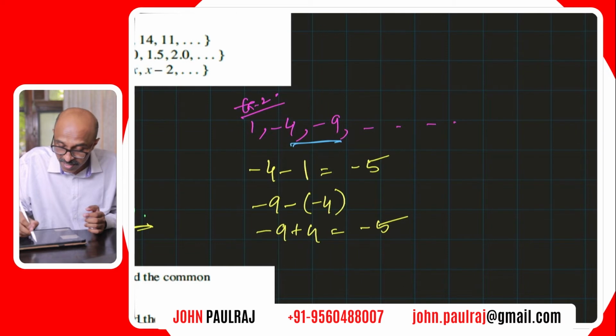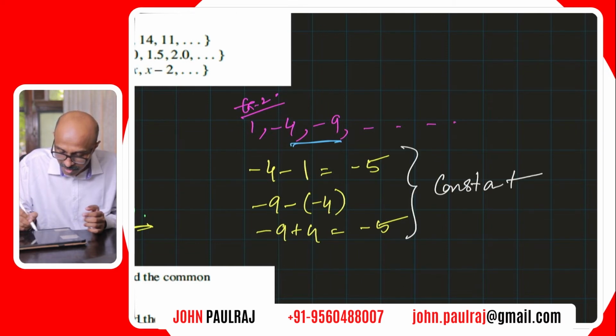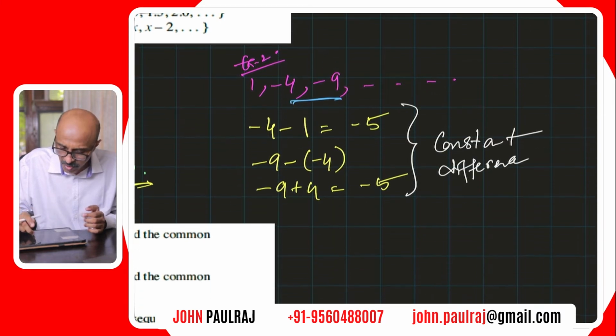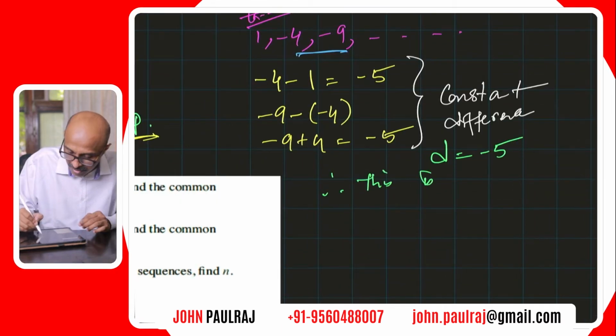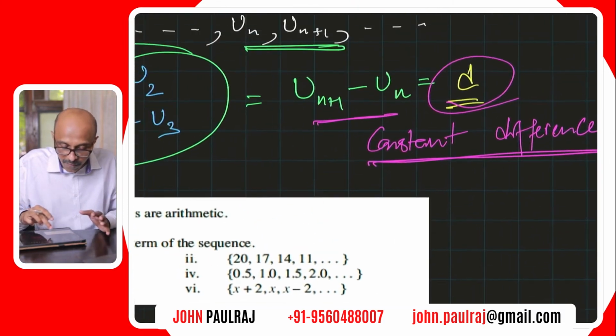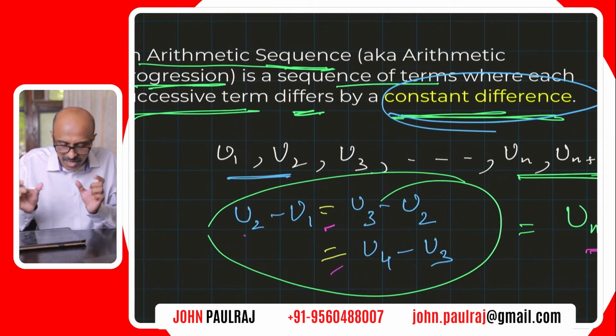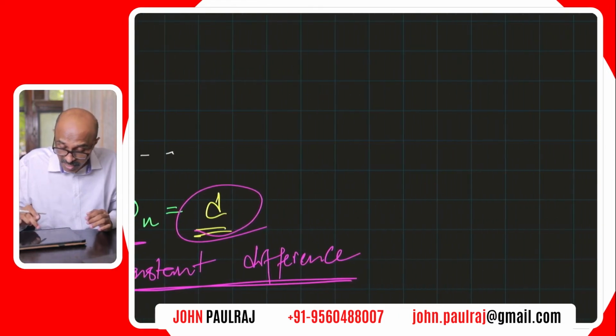So as you can see, that difference is a constant difference, which is our D. Our D happens to be -5, and therefore this is an AP. That is the definition of an arithmetic progression: when the difference between any two consecutive terms is the same, we call it an arithmetic progression. Now let's take some formulae.